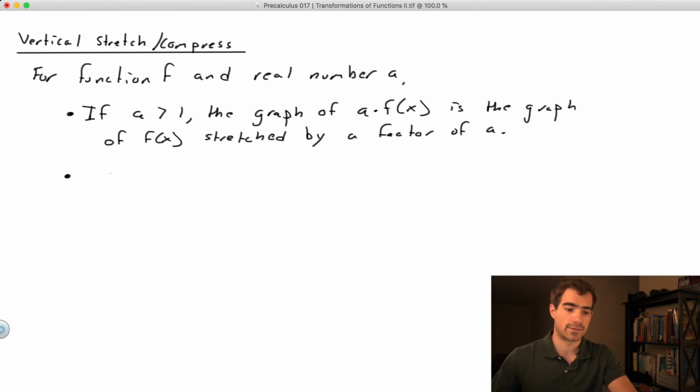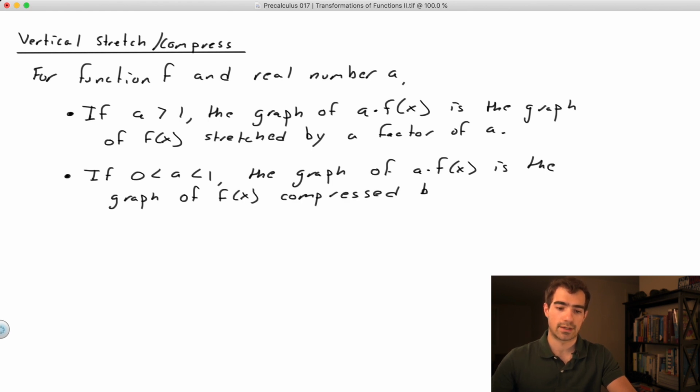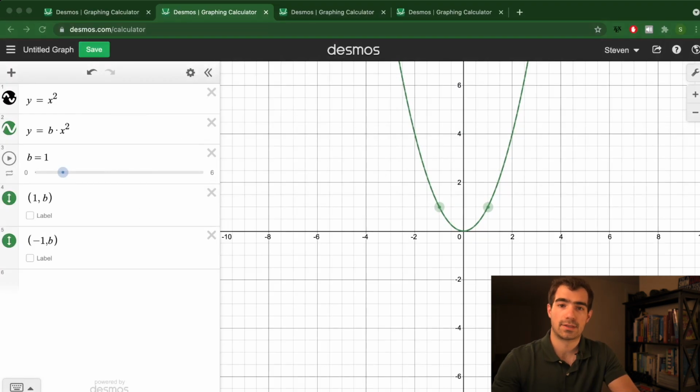Now, on the other hand, if a is between 0 and 1, so this would be some sort of fraction between 0 and 1, like 1/2 or 1/3 or 1/10, then what we'll notice is that the graph of a times f of x is the graph of f, except compressed by a factor of a. So if we multiply it by half, we can expect the function's height to be cut in half.